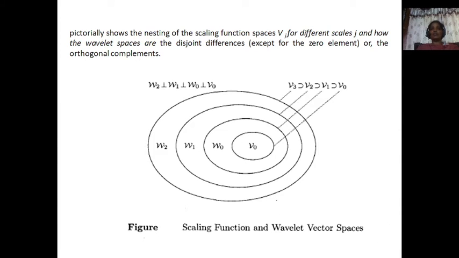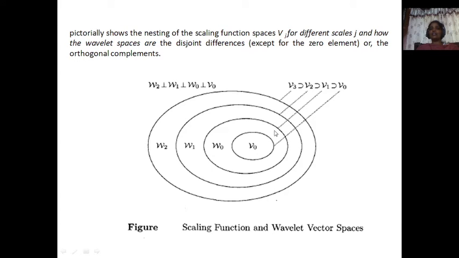Then pictorially we are going to show the relation between scaling functions, the space spanned by scaling functions, and the space spanned by the wavelet functions. Here V3, V2, V1, V0 are the scaling function spaces. Here W2, W1, W0 are the wavelet function spaces. Then V3 is a superset of V2, a superset of V1, a superset of V0. The initial space spanned by the scaling function is given by V0. Then V1 is the next space spanned by scaling functions.